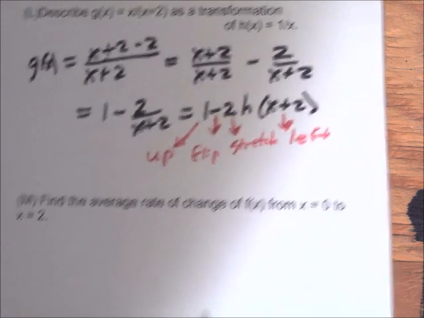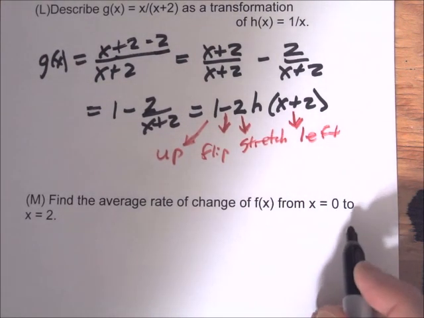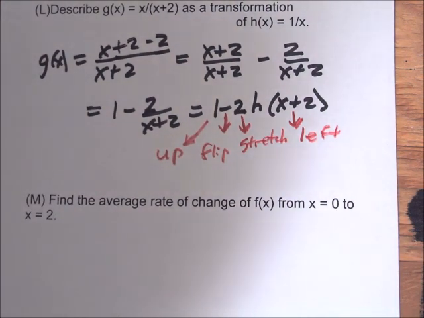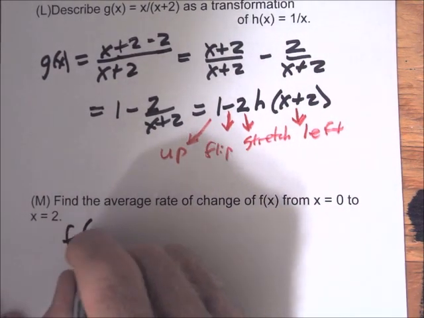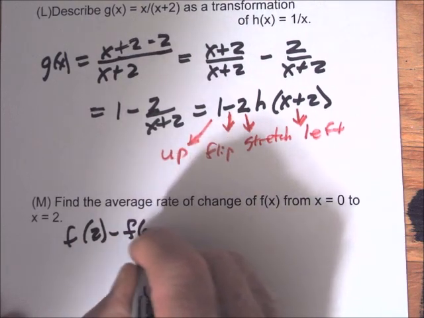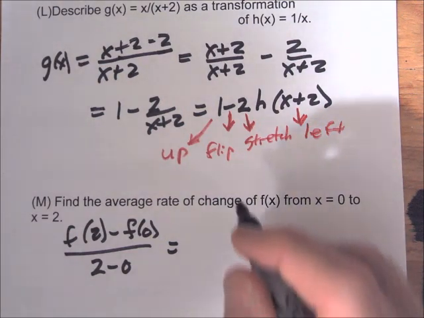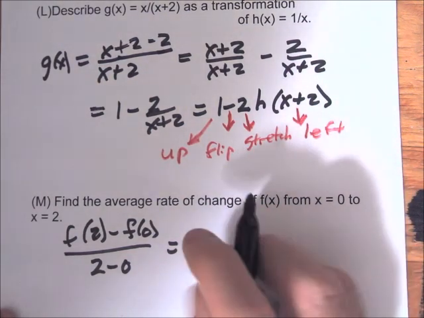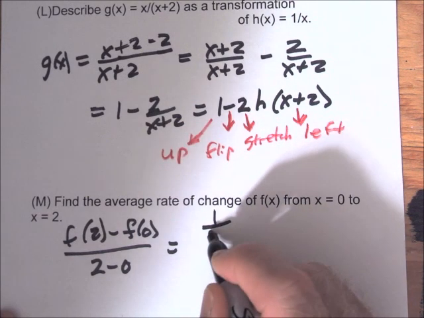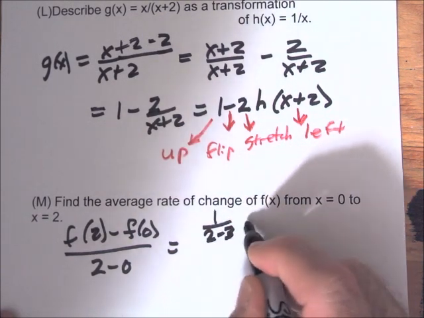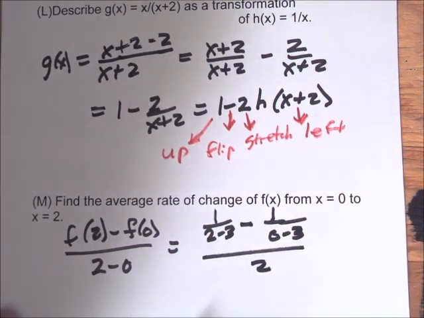Okay, the average rate of change of f of x from 0 to 2. So that's going to be f of 2 minus f of 0 over 2 minus 0. This is the same thing we were doing with the rocket, except now it's in terms of a more generic function, no particular application. So this is 1 over 2 minus 3 minus 1 over 0 minus 3, all over 2.